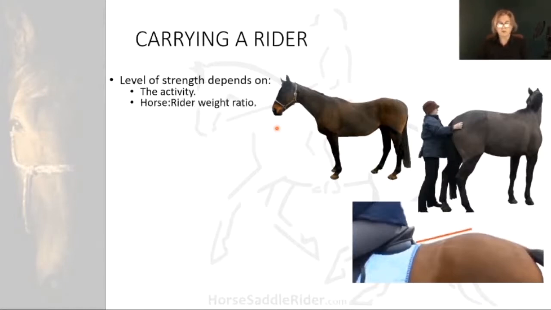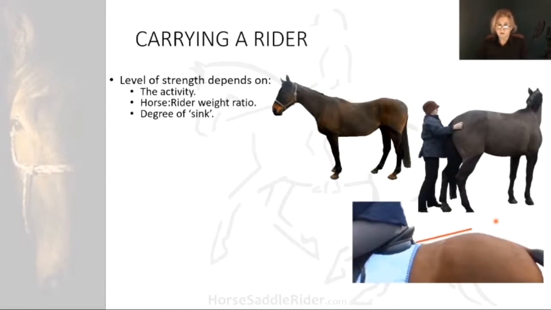It depends on the horse to rider weight ratio. So the heavier the rider, the less capable the horse will be of carrying that rider. The degree of sink in the back, I touched on it in the picture of myself riding the grey horse. This is what I mean, and this is a young horse's back.